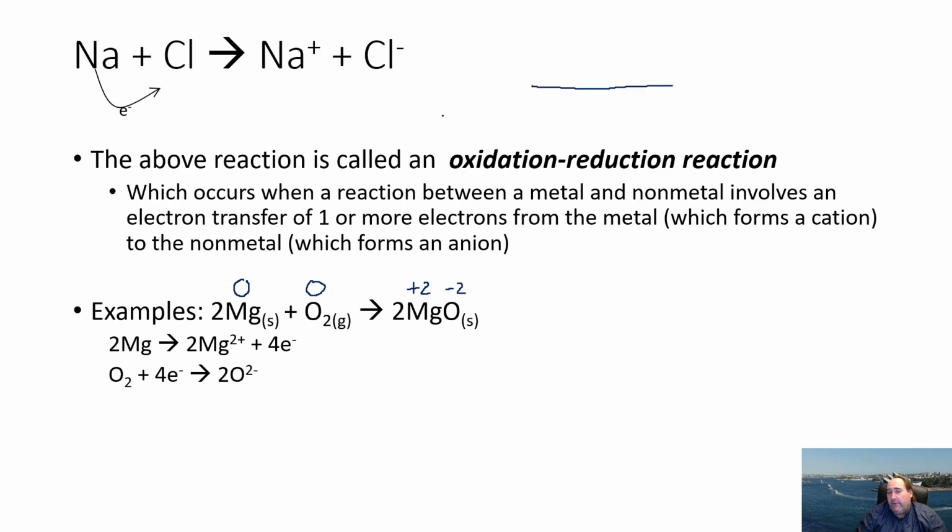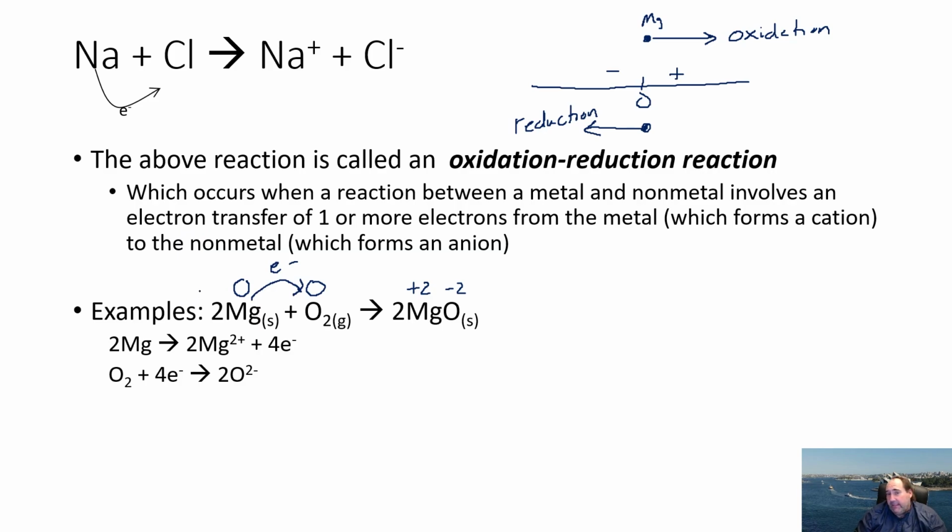So if we think about our number line and what's happening here, magnesium is starting at 0, which is here, and it's ending at +2, which means, again, it's moving in a positive direction and it's going through oxidation. The oxygen is starting at 0, and it is going to -2, which is heading in this direction, which means it's going through reduction. And again, this is a transfer of electrons heading in this direction. And electrons are being transferred.